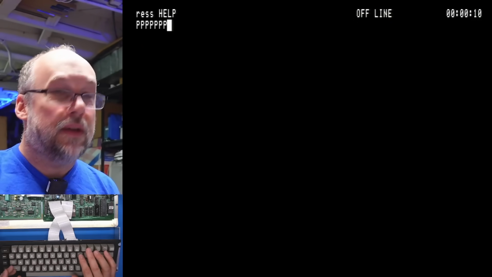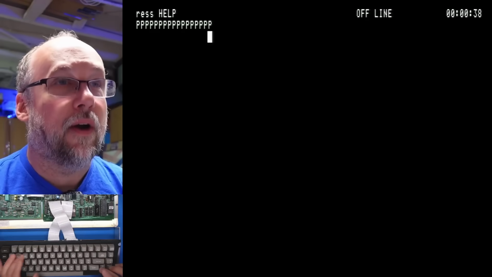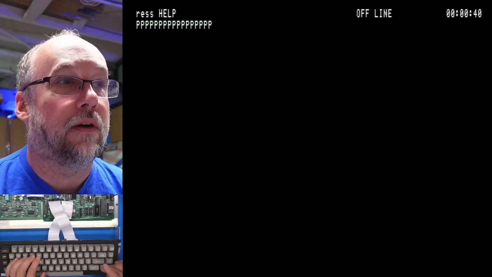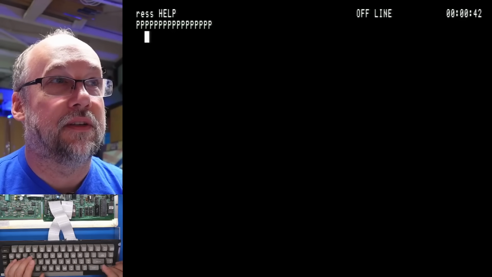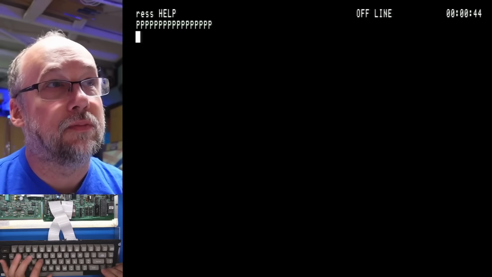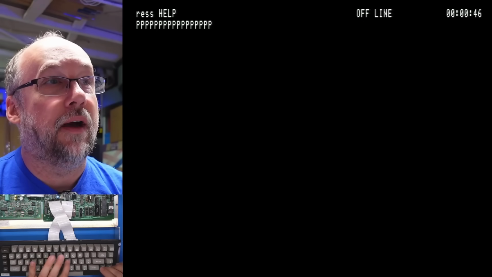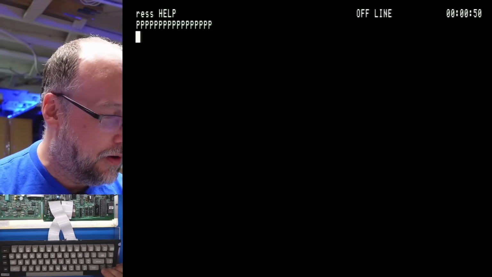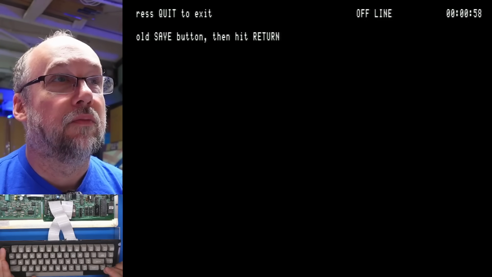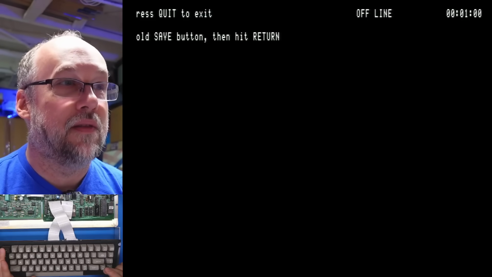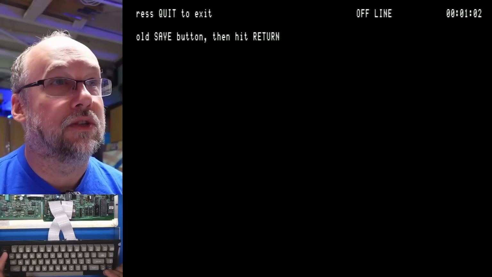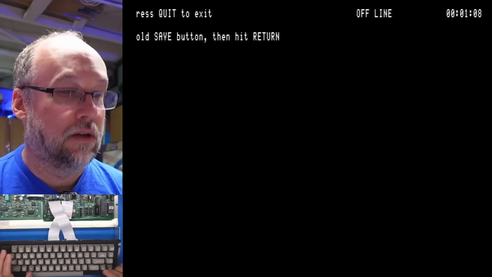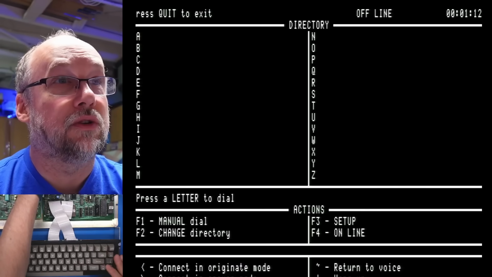Oh, interesting. So P is working, but perhaps we're missing the very far left column. And I hope this is not a difference with this particular chip. Yep, we are missing that column. All right, so we're not fault free. Let's push the help key. Press quit to exit or hold save button and then hit return. Save button's on the back of the unit. We'll just hit quit. Well, that didn't do anything. I guess we'll hit save and push return.